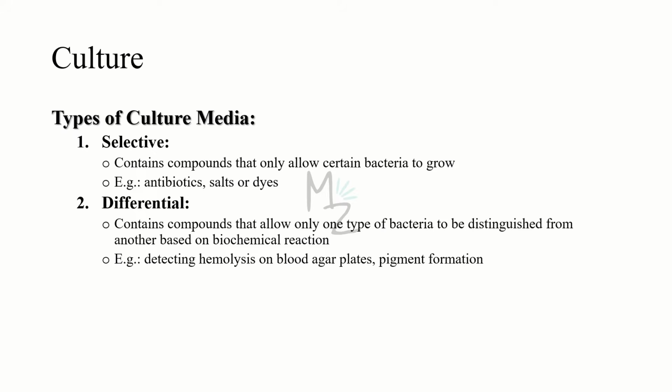Major types of culture media. One is selective and the other one is differential. The selective media contain compounds that only allow certain bacteria to grow, for example, antibiotics, salts, or dyes. On the other hand, differential media contain other compounds that allow one type of bacteria to be distinguished from another based on biochemical reaction, for example, detecting hemolysis on blood agar plates or pigment formation.